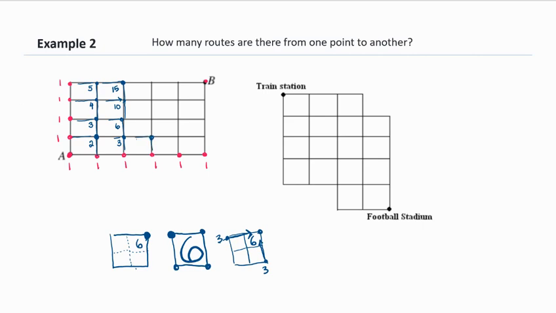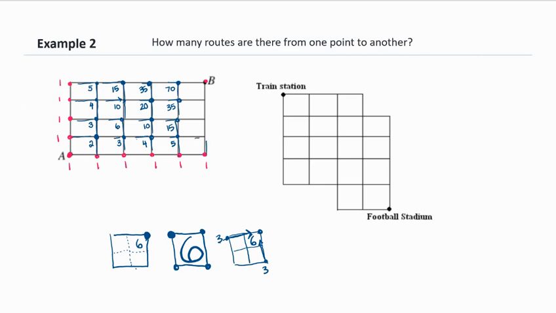So a 1 and a 3 is a 4. 4 and 6 is 10. 10 and 10 is 20. 20 and 15 is 35. Okay, back down here. A 1 and a 4 is 5. A 5 and a 10 is 15. 15 and 20 is 35. 35 and 35 is 70.